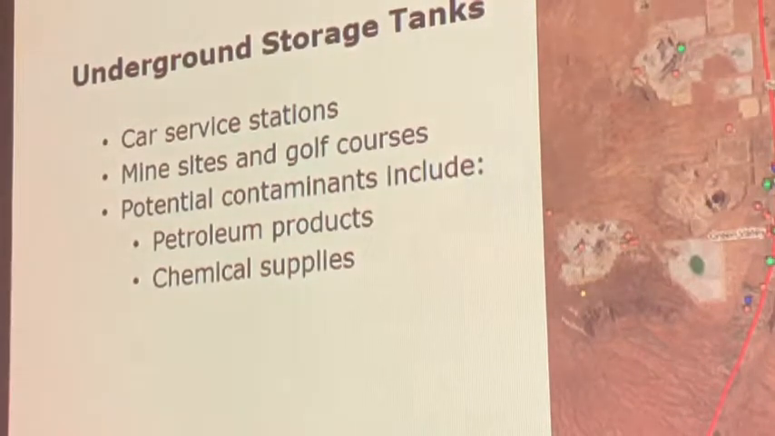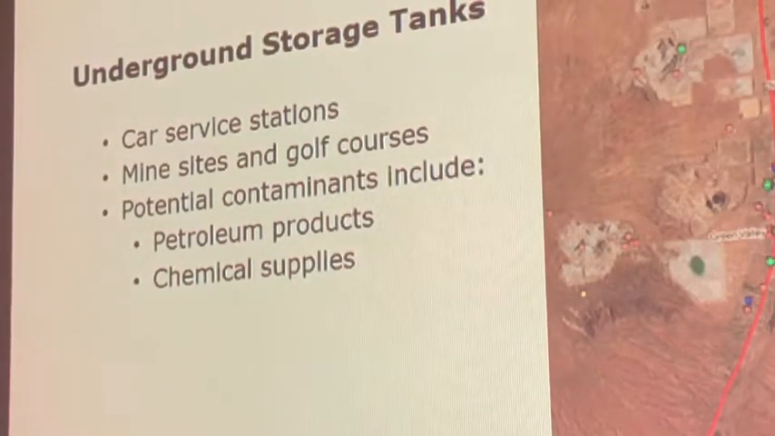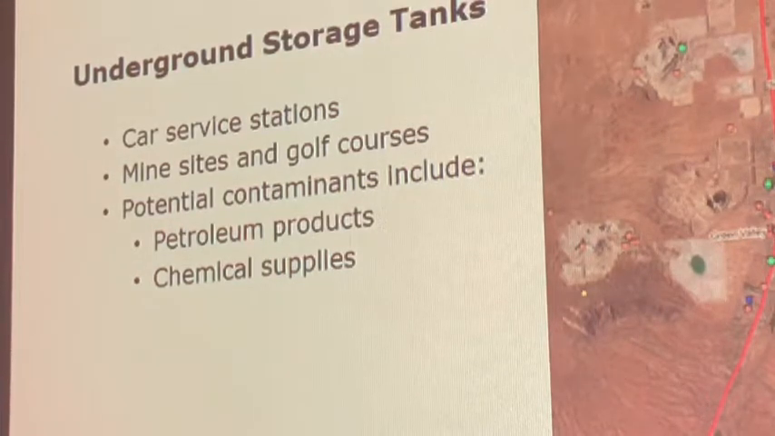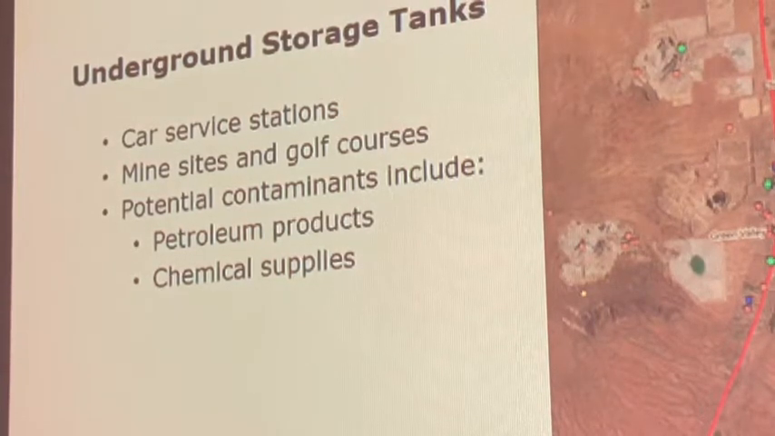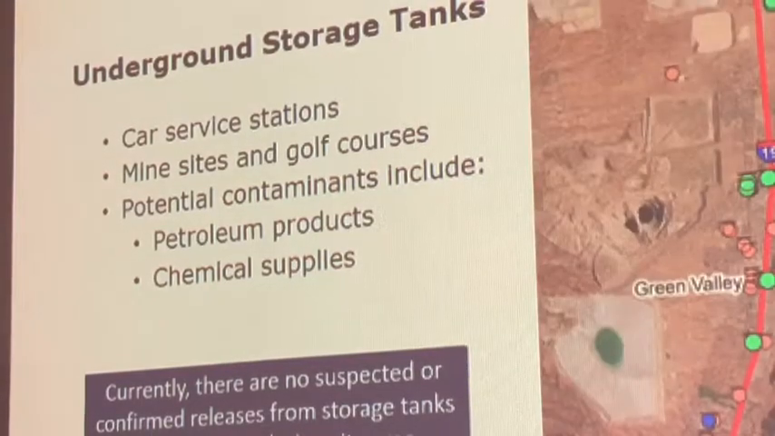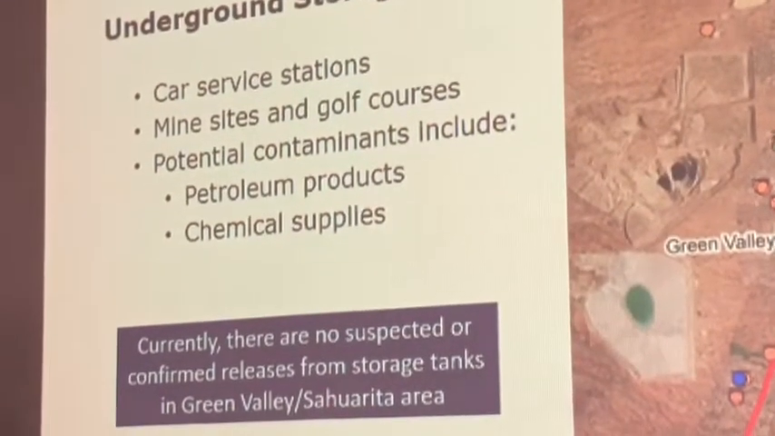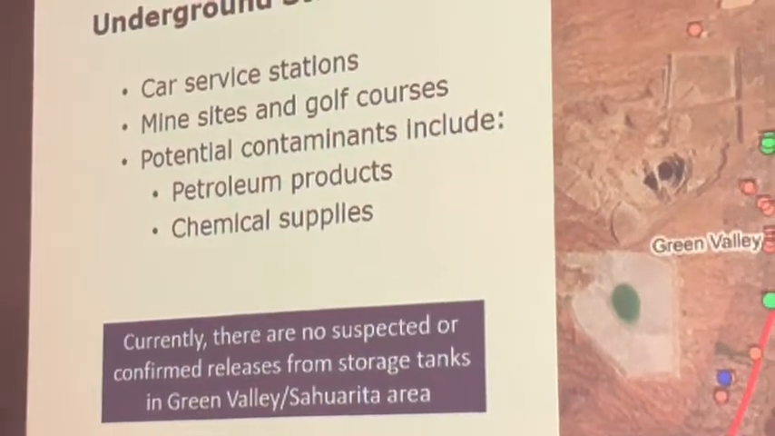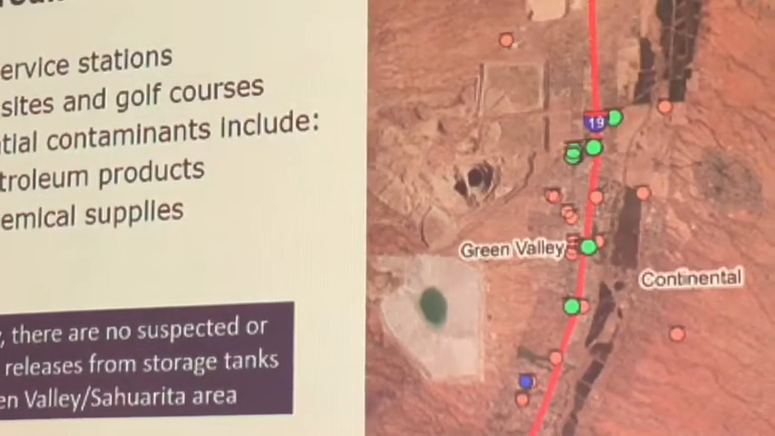So underground storage tanks, including car service stations, mine sites, golf courses, and they might have petroleum products or chemicals, various different kinds of chemicals. These are all sites over here. I'm going to blow up that map now so you can see. Those are all sites where there were underground storage tanks, either were or are underground storage tanks.